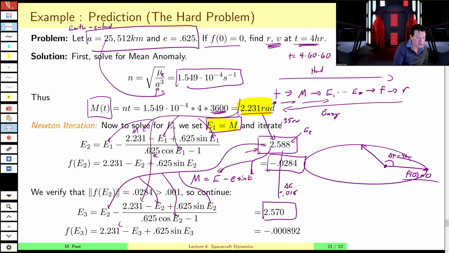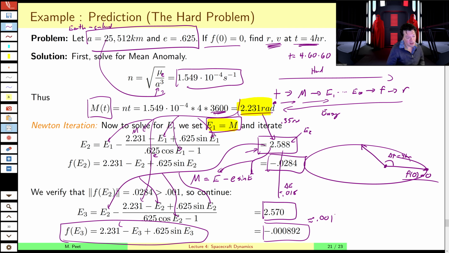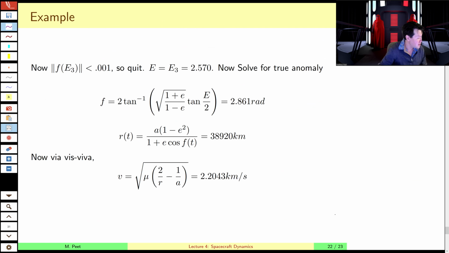So delta E is 0.018. That's encouraging, right? We're seeing convergence here. It's gone from 0.35 to 0.018. And so let's now see how accurately this solves Kepler's equation. So let's plug it into Kepler's equation, and we see that the error in Kepler's equation is now 0.00089, so approximately 0.001, which, if you remember, is below my tolerance. And so technically I could stop here.